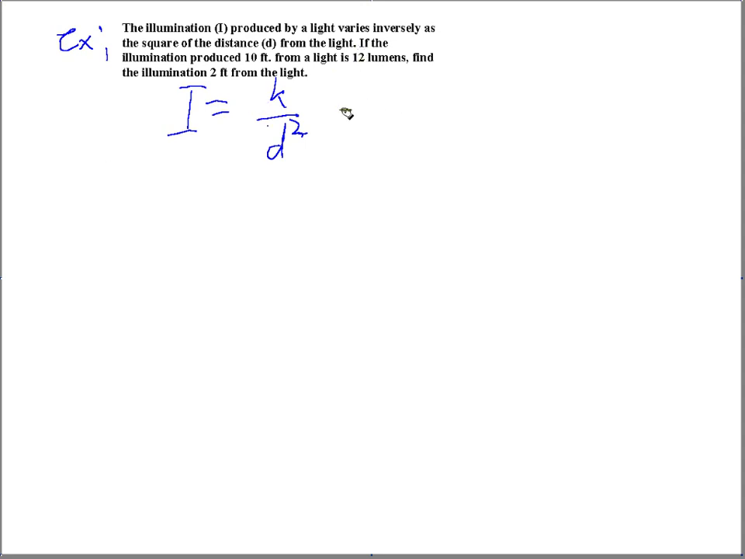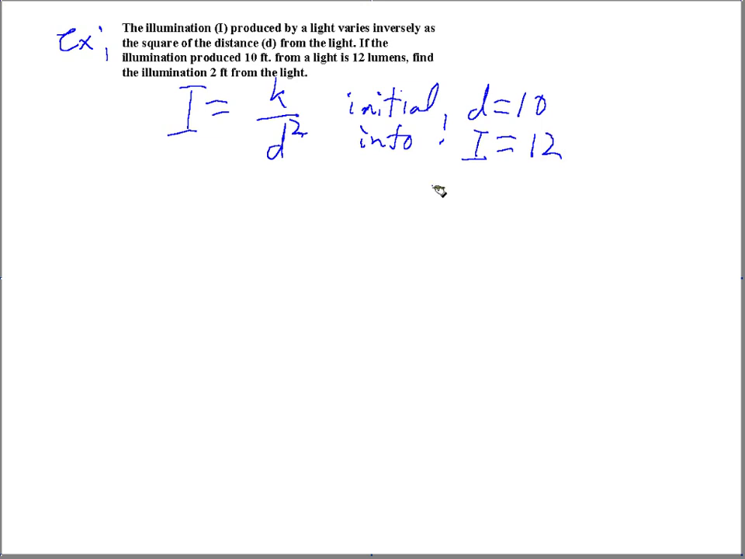So initial info. Initial info here given will be what? If the illumination produced 10 feet from a light is 12 lumens. So this 10 feet is what? Is that I or is that D? Well, 10 feet is the distance, right? So D is 10. D is equal to 10. And 12 lumens, that's going to be my I. That's the illumination, measured in terms of lumens. So I is going to be 12 in this case.